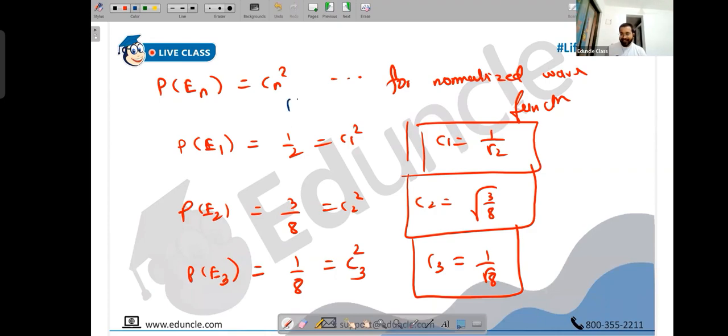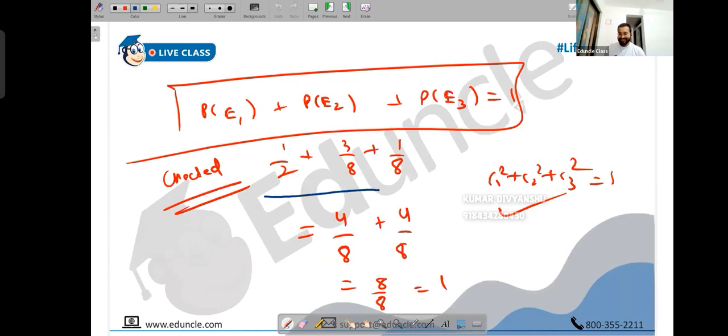What I did initially idiotically was I calculated half square, 3 by 8 square, and 1 by 8 square. That's wrong. The sum of probability is 1. And the probabilities they have given us are half, 3 by 8, and 1 by 8. So just check there as well. Okay. So it is 4 by 8 plus 4 by 8, which is 1. So yes, sum of probability is 1.